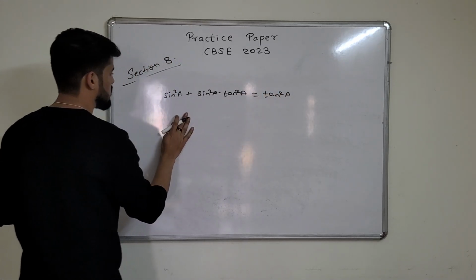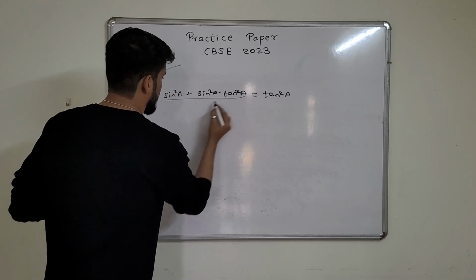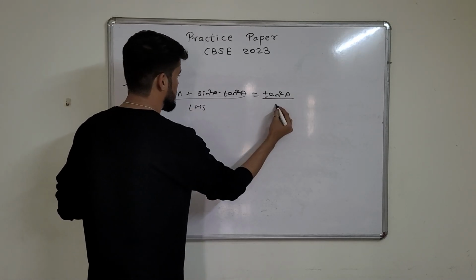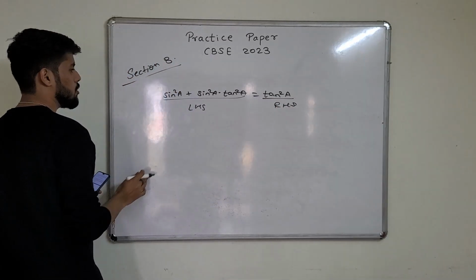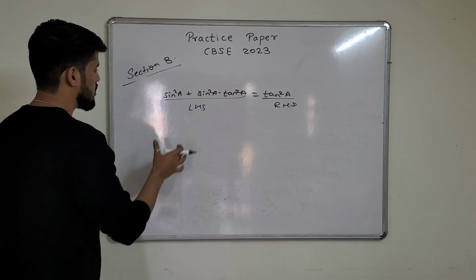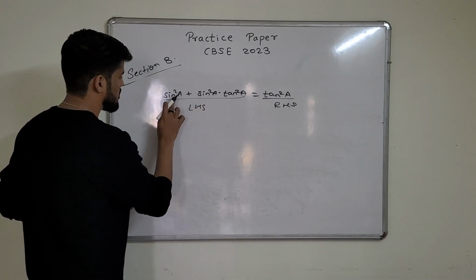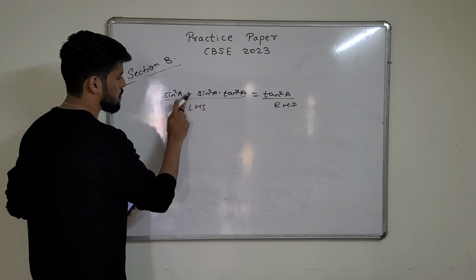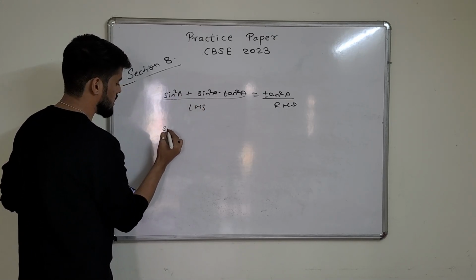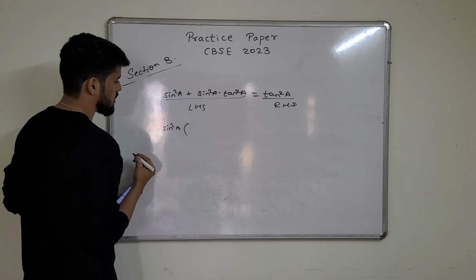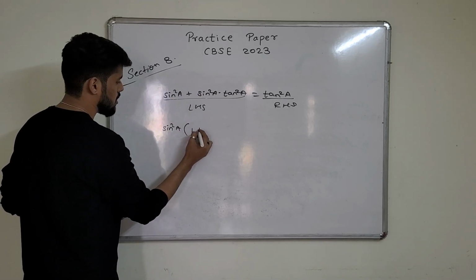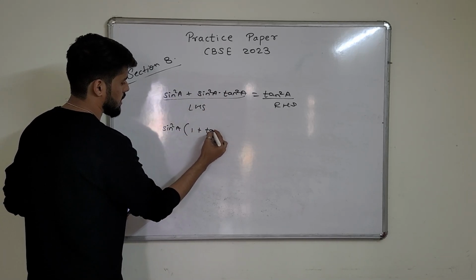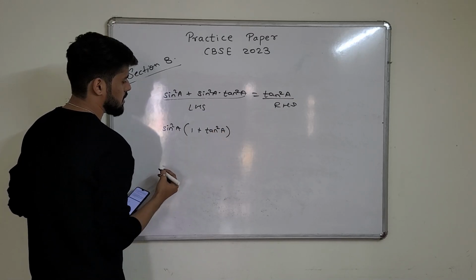We need to prove this. So this is our LHS, this is our RHS. Obviously we need to prove LHS equals RHS. What we can do is just take sin square common from LHS. If we take sin square a common from here, then what remains here is 1 plus tan square a.